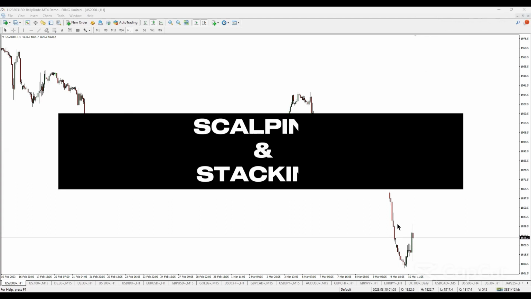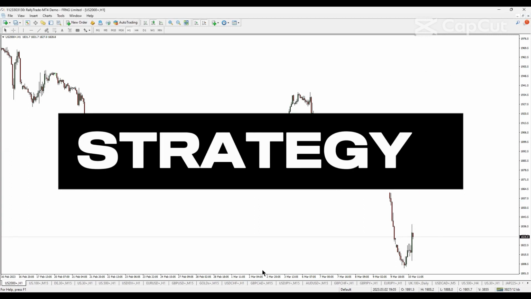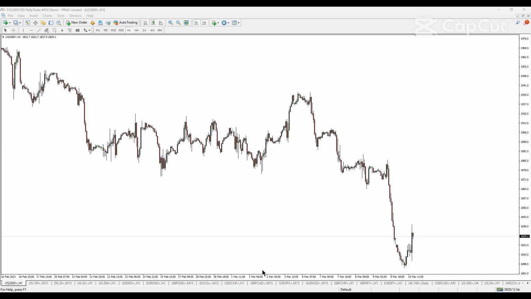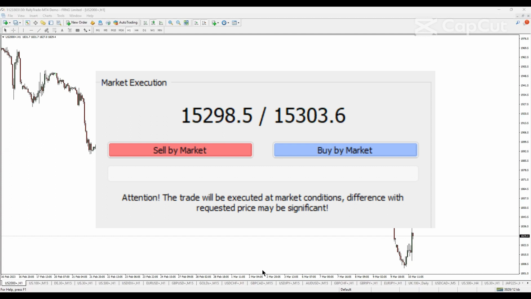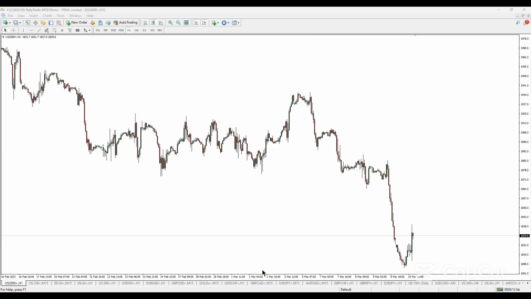Now we're talking about scalping and stacking. The idea behind scalping and stacking is, first and foremost, you have to trade with a strategy that will inform you of what to do. Your strategy is going to inform you of whether you want to sell or buy. If you know you are selling, then you're going to be scalping or stacking in that direction. I have to first of all know the direction, because once I know the direction, I can scalp or stack in that direction.